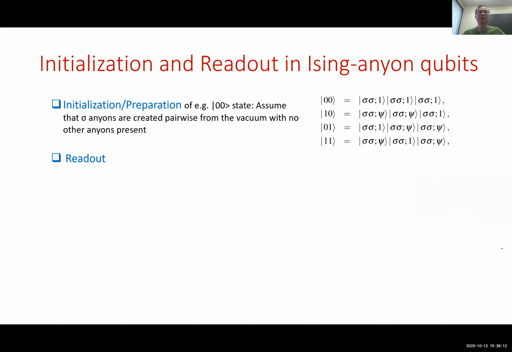Yeah, so I need to mention also the initialization. We talk about the gates, but we also need to know how we initialize. So it's among these four states, this is the simplest. Perhaps it's a vacuum, then you just create a segment and a segment like that, and you could initialize in a 0, 0 state.